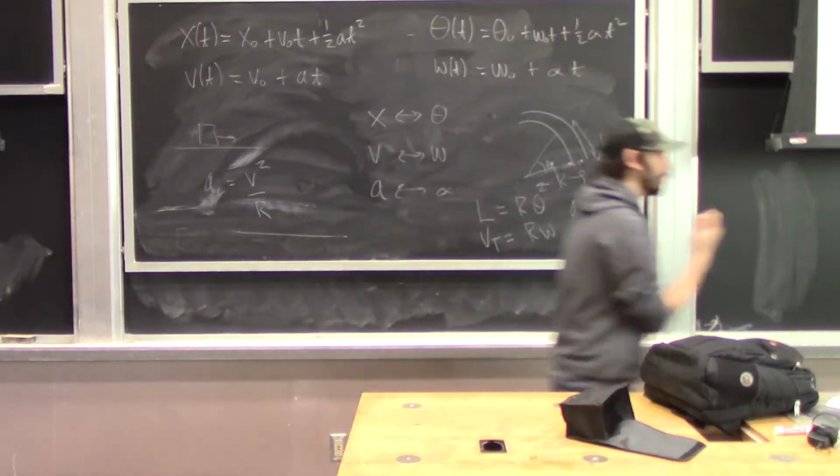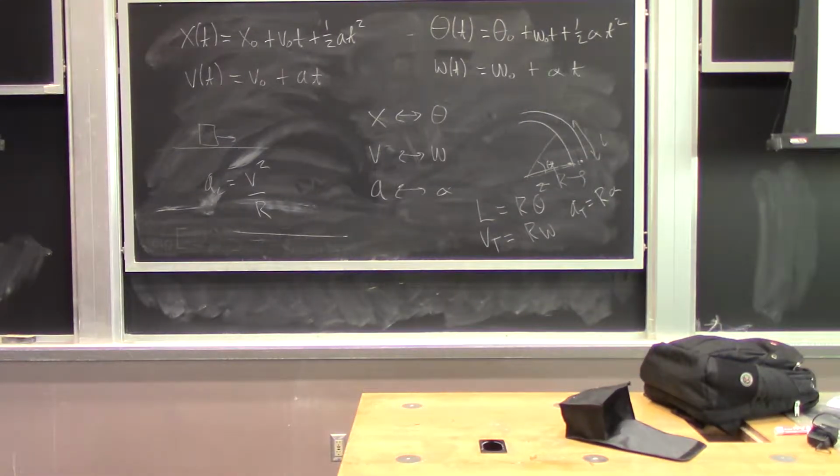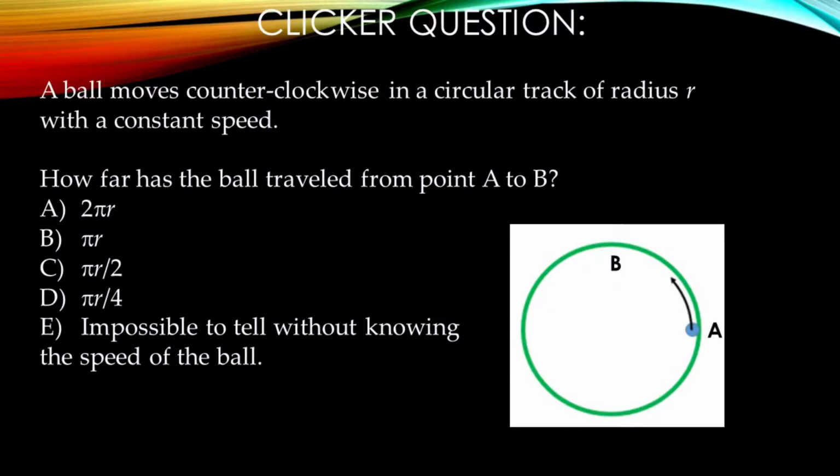Okay. Good catch. So let's move into our questions for the day. This first question says, a ball moves counterclockwise in a circular track of radius r with some constant speed. How far has the ball traveled when it goes from point A to point B? Go ahead and talk about this one, and then we'll discuss it as a group afterwards.